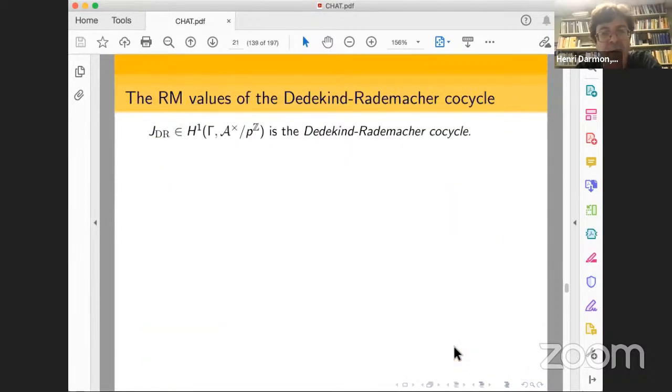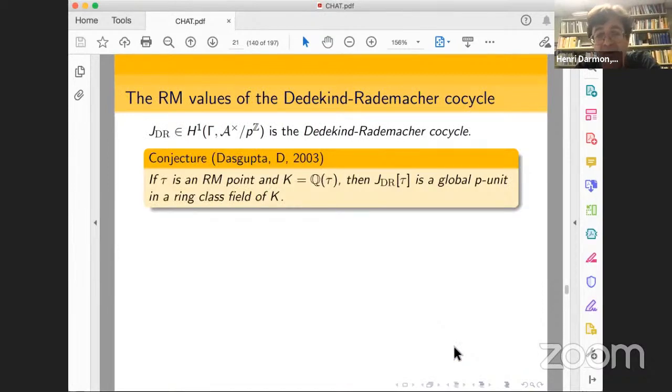And so, well, we can then look at the RM values of this so-called Dedekind-Rademacher cocycle in the H1 of Gamma with values in A star modulo p to the Z. And now, since it takes values in A star mod p to the Z, and p is a perfectly good rational number, it makes perfect sense to ask for the rationality of these values. And the conjecture that Samit and I formulated around 2003 is that the RM values of the Dedekind-Rademacher cocycles are global p-units in the ring class field of K associated to tau.